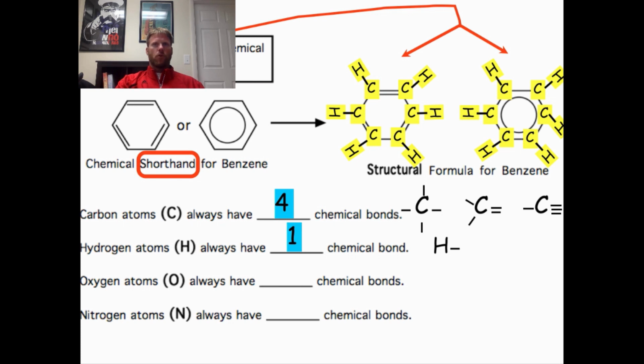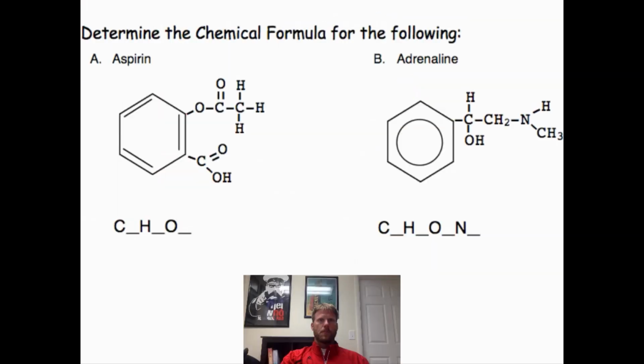Hydrogen atoms never form double or triple bonds. Oxygen atoms will form 2 bonds, so they can form 2 single bonds or 1 double bond. Nitrogen is an atom we haven't talked about yet. Nitrogen atoms will form 3 bonds, so they can form 3 single bonds, 1 single bond and 1 double bond, or 1 triple bond. Keep these facts in mind as we work through several examples.